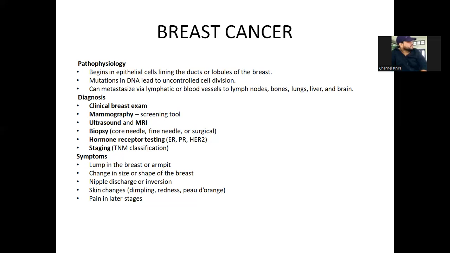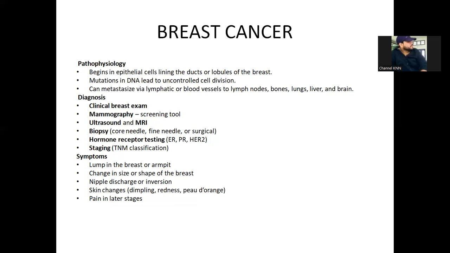The diagnosis mainly involves a clinical breast exam and also mammography. Mammography is a specialized medical imaging technique which uses low-dose X-rays for examining the breast tissue, and it is primarily used to detect the early signs of breast cancer. There are two types of mammography, that is, screening mammography and diagnostic mammography.